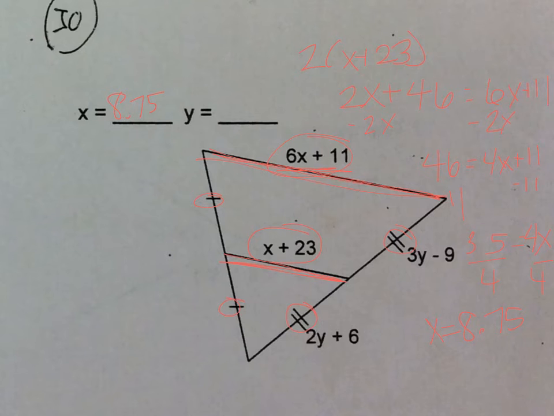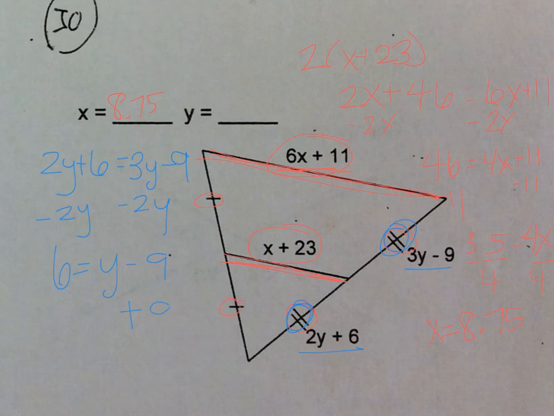And now let's take a look at our y's, and I'm going to do that in a different color so you can see that. Okay, so notice that this and this both are hanging out with this guy, indicating that they're both equal. So what we're going to do is set them equal to each other. So 2y plus 6 is equal to 3y minus 9. And we can subtract our y over. Add 9 to both sides. So 15 is equal to y.